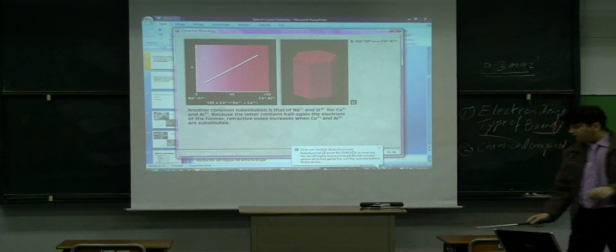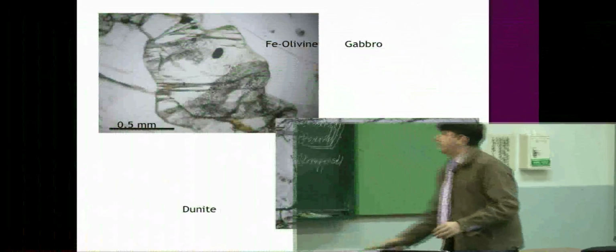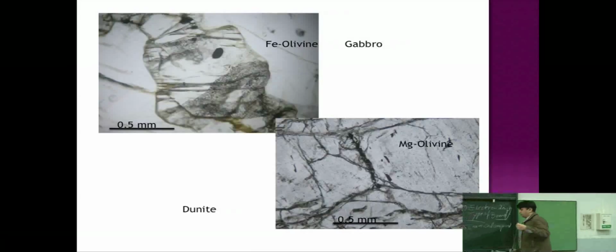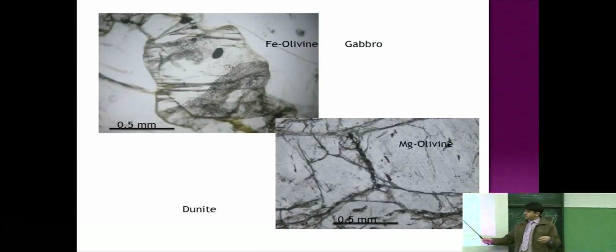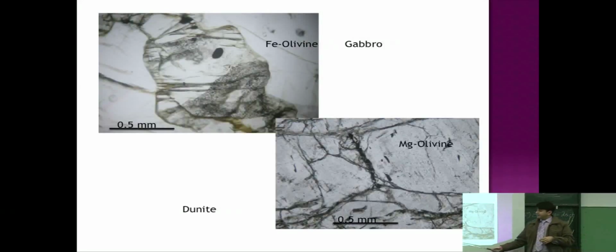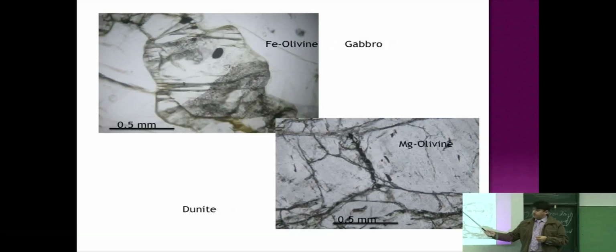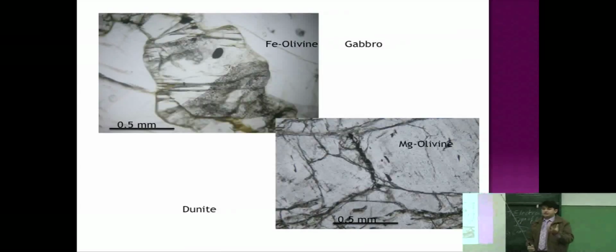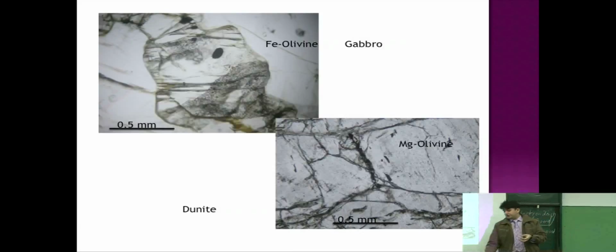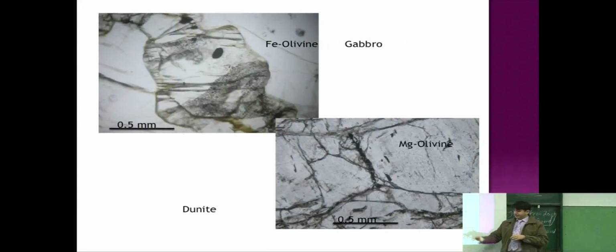So, how can we know if this is true or not? This is a photomicrograph of olivine in two different types of rock. Here we have a dunite. Dunite is an ultramafic rock in which the olivine is Mg rich. Here we have a gabbro. This is gabbro, an intermediate type of rock. Intermediate, I mean, it contains more silica as compared to this type.